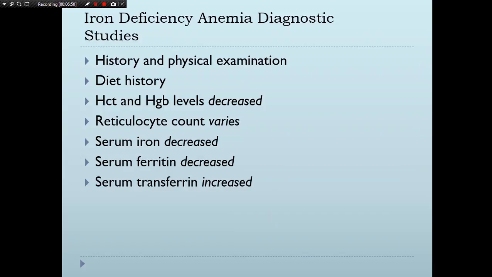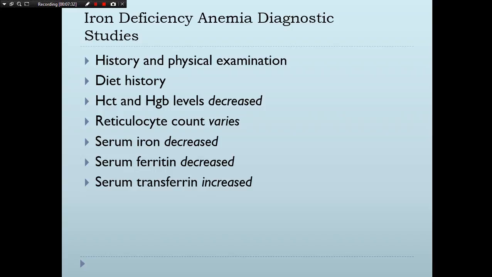Some of the diagnostic studies: we might do an H&P to investigate what makes them a high-risk patient. We might do a dietary recall to see, are you eating enough products that have iron in them? Their hemoglobin and hematocrit are going to be low. The reticulocyte count, which is a measurement of their immature red blood cells, is going to vary. We're definitely going to see a low serum iron and a low serum ferritin. Serum ferritin is going to be the representative of the iron stores in our body. So typically ferritin is stored as iron in our liver.